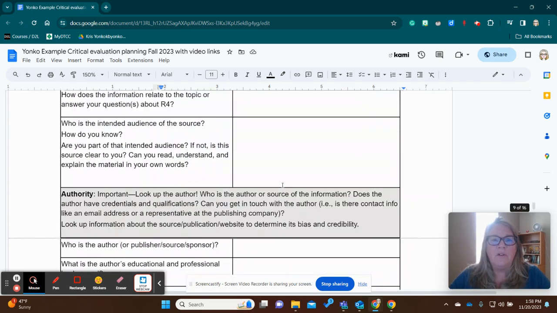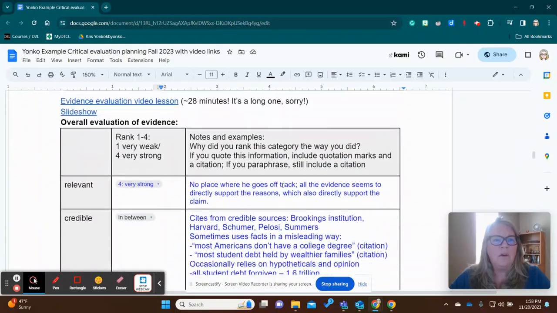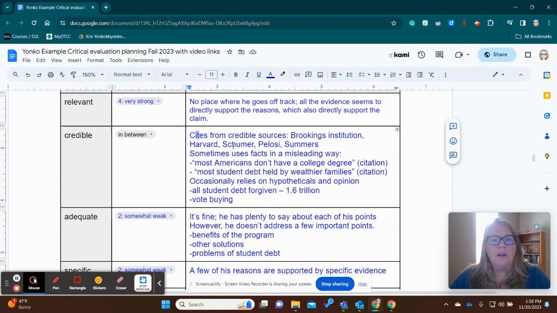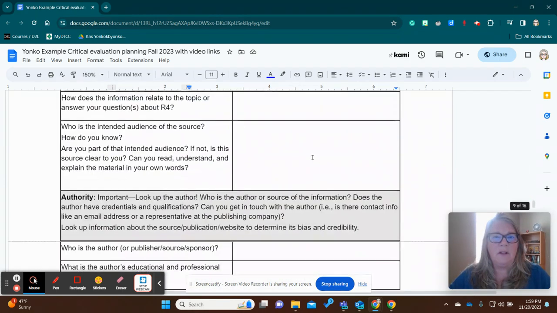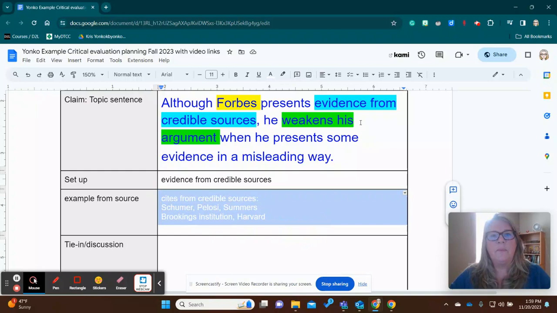And if we go up to, again, this is why we did this whole thing up here, credible. So he cites from some institutions that are pretty credible. He quotes from some people that are pretty credible. So these are the examples, instead of a quote or a paraphrase, that I'm going to include as my evidence here. So let's see, yeah.